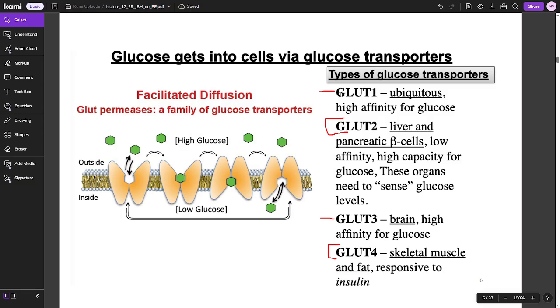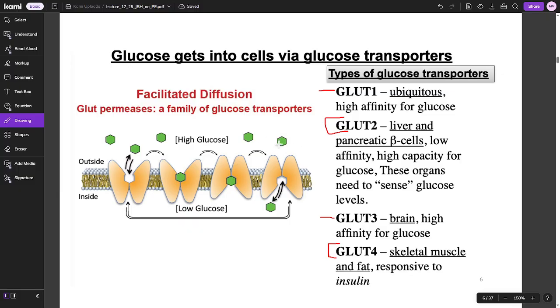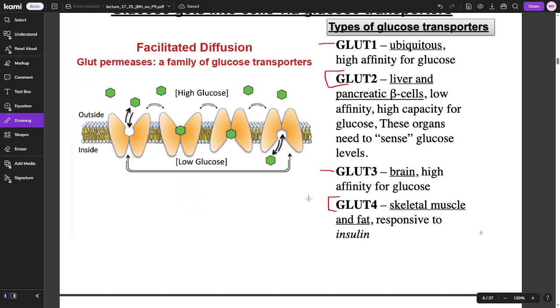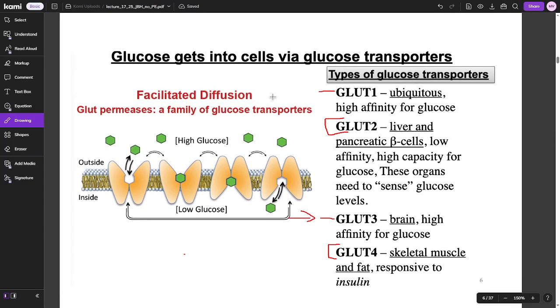And then GLUT1 is just a general transporter, all over the place, not quite as specific as GLUT2, GLUT4 and GLUT3. So I would say know GLUT2 and GLUT4 for sure, and then keep GLUT3 in the back of your mind, because that one definitely could show up. Like, why does the brain have high affinity for glucose, or what channel is responsible for glucose uptake in the brain, that kind of stuff. And then GLUT1 is pretty all-purpose.